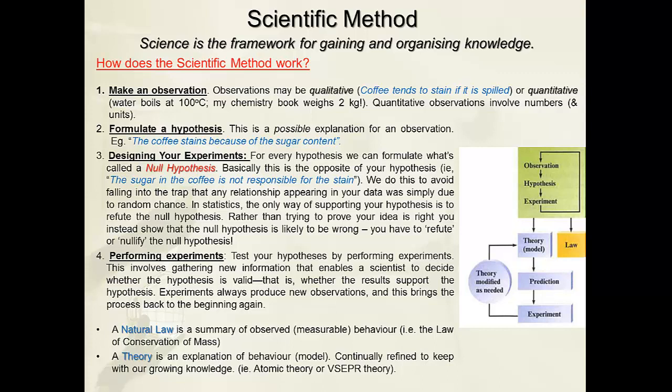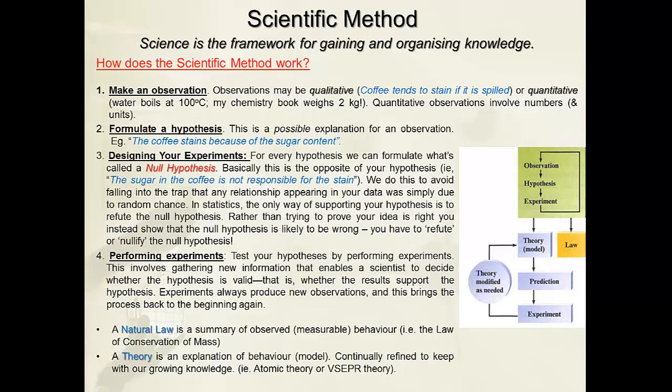We begin by making an observation. So observations may be qualitative, for example, coffee tends to stain if it is spilt, or they can be quantitative, for example, water boils at 100 degrees, or my chemistry book weighs 2 kilograms. Quantitative observations involve numbers and units, and qualitative observations don't. So this is a quick way to tell whether you've got a qualitative or a quantitative observation.